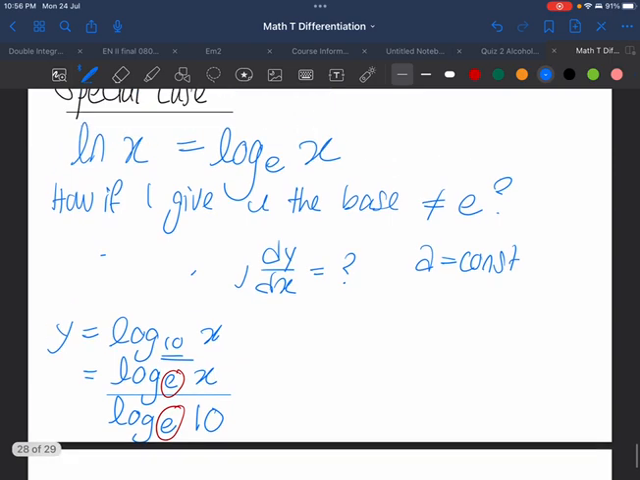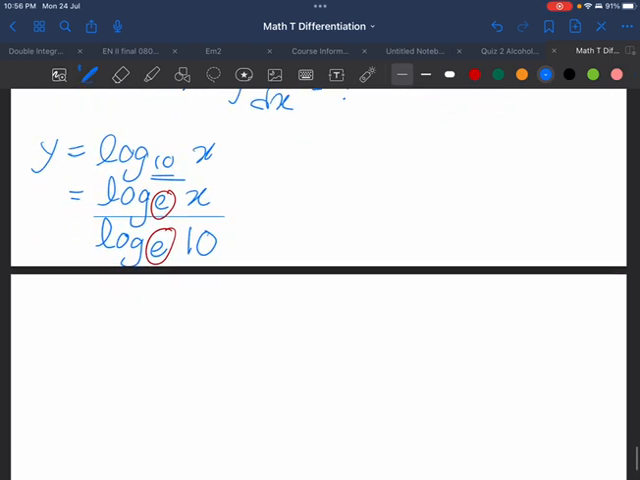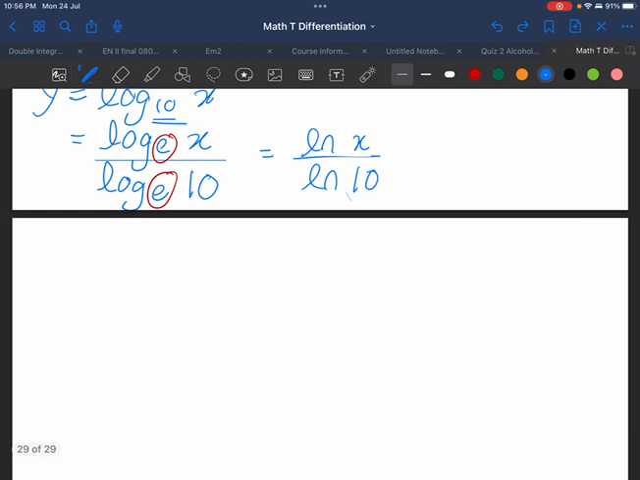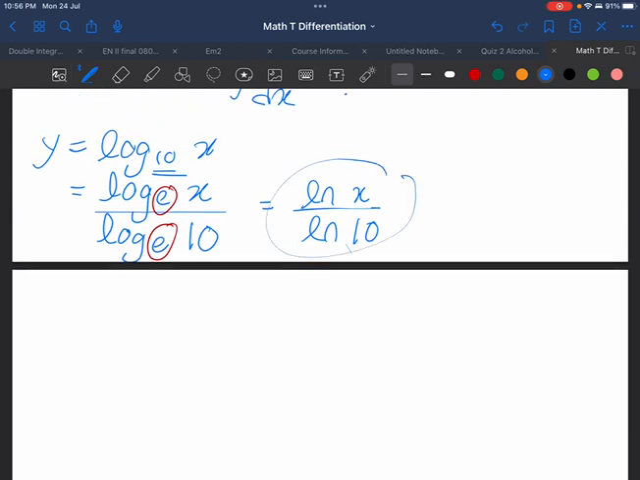So here we become ln x over ln 10. It's not necessarily 10, it can be 3, 4, 5, any number. Only the number in the base will be changed. So now we know that y is equivalent to ln x over ln 10.